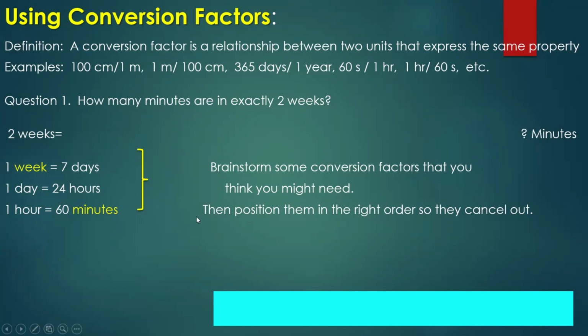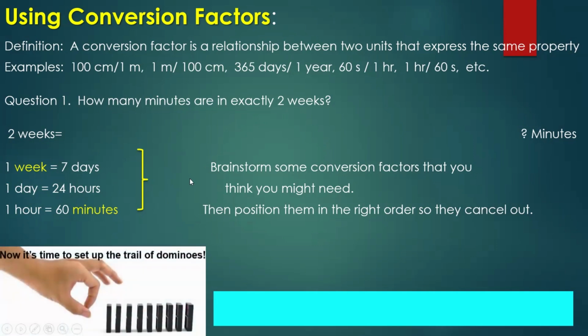Okay, so now I think this part's kind of fun, but it's going to take a little practice. So don't get impatient with yourself right away. We're going to string out these conversion factors until they're like a trail of dominoes. And then we can just crisscross, crisscross until they're all gone except for the unit that we're looking for on the right. So let me show you what I mean.